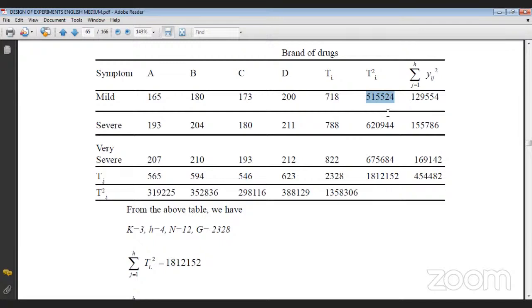No, 515, 554 into 515, 542 into 31. So I will cross. 9225. 515, 524 into 319,225. Excellent.